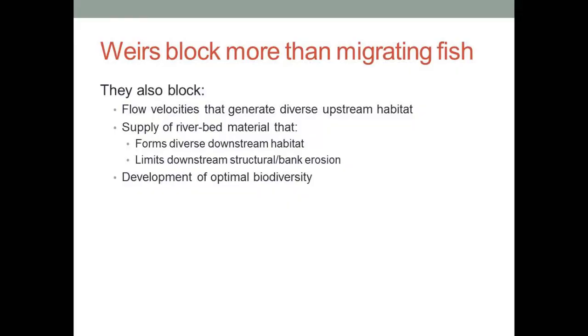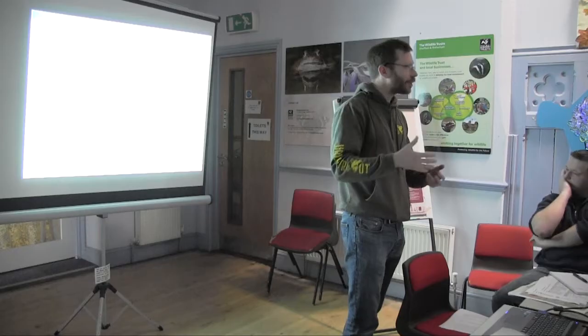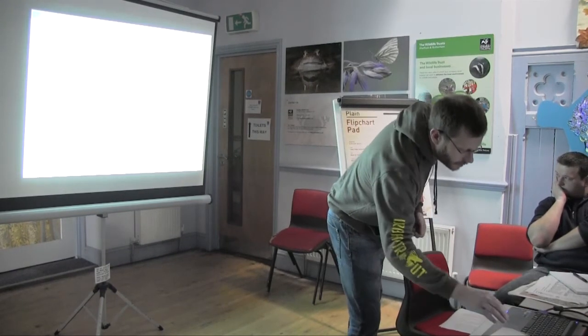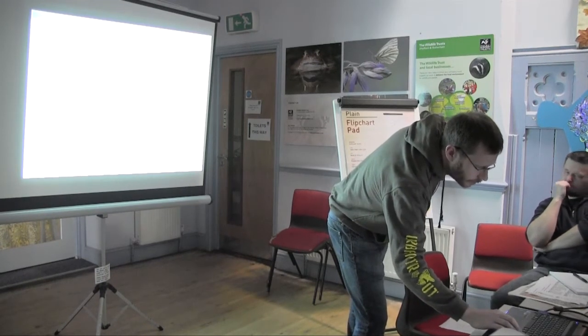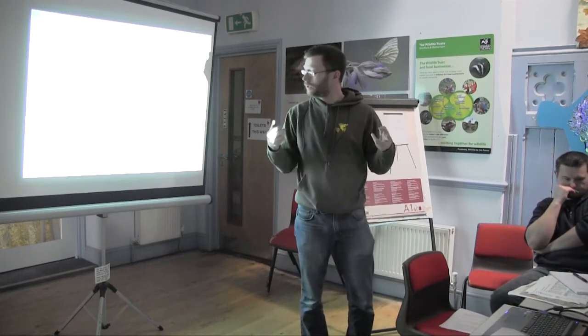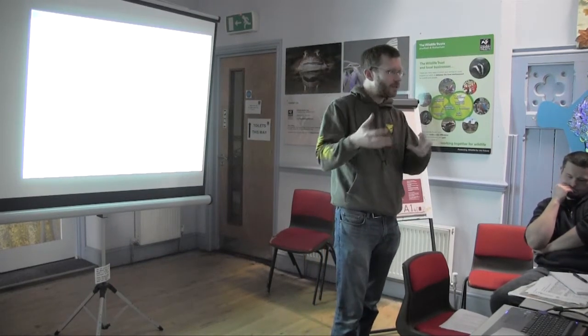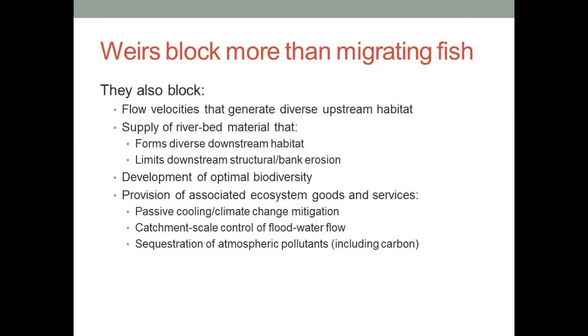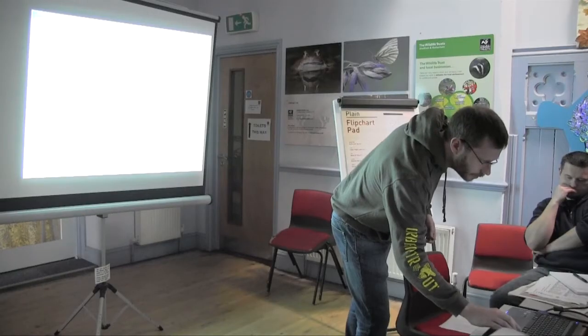It blocks the development of optimal biodiversity. So obviously all channels have some sort of impact of human activities on them, but you can always do either a better job or a worse job at maximising the potential for biodiversity. So having weirs in dramatically limits that optimal biodiversity. That of course also takes out of the equation the associated benefits that you get from those diverse functioning ecosystems. So you might phrase it as ecosystem goods and services. Structure and function is another way of looking at it.